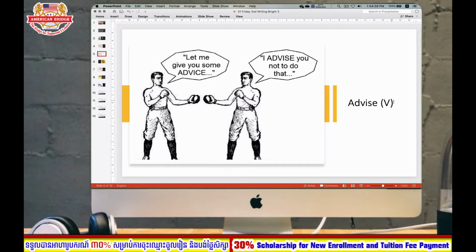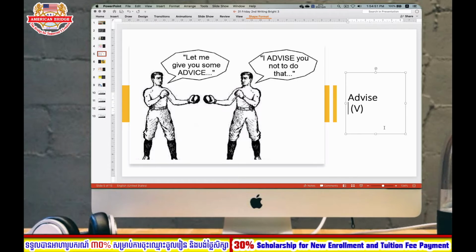So the next word is advise. If you advise somebody to do something, which means you give suggestions. So pay attention to this word. We have advise. If you want to change it into the past tense, you just add the -d. Okay, so this is the word in past, advised.